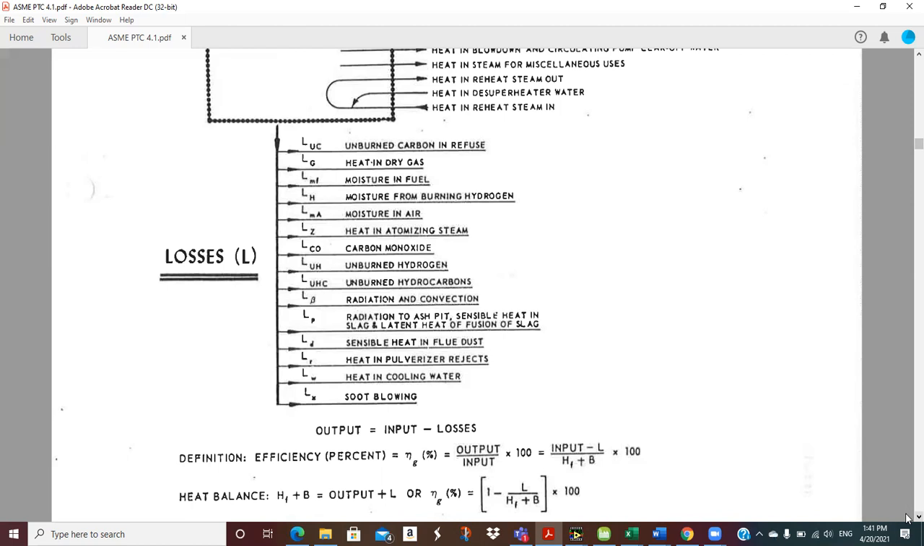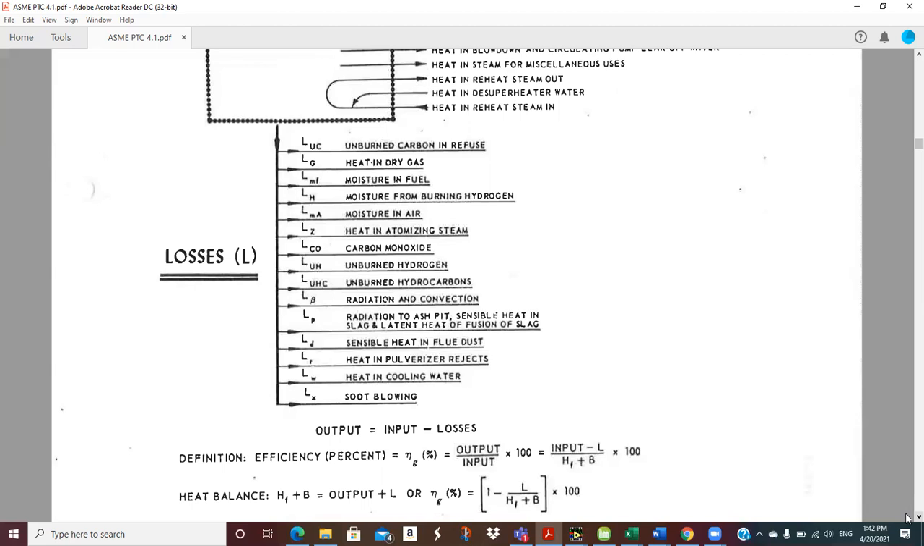Unburned carbon in refuse. So that's the LOI, right? Loss on ignition. And you measure that by the amount of carbon in the ash. You take some samples of ash, you send it off to the lab, and you say, well, how much carbon's in here? If I had perfect burnout, there would be no carbon, right? I'd burn it all into CO2, but you don't get all of it.